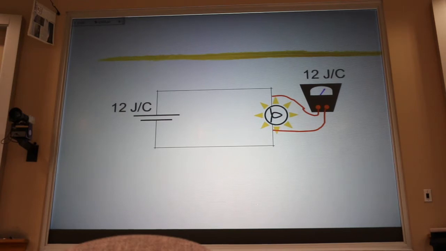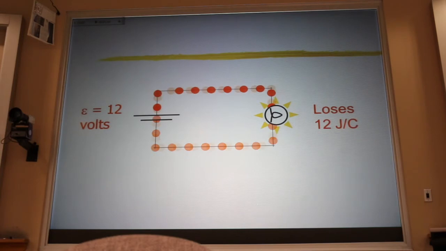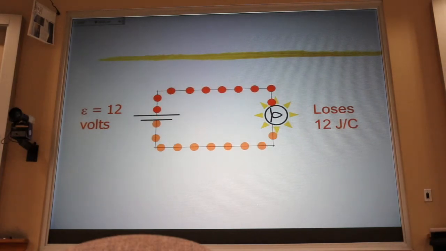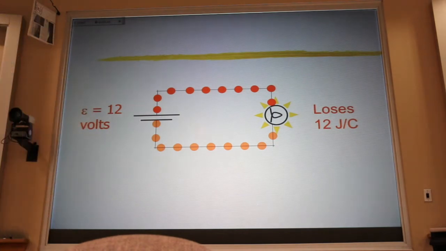Now the cartoon that we carry around in our head are these coulombs going around like dump trucks, picking up energy in the battery and dumping them in the bulb. Now it doesn't actually get lost in the bulb, it gets transferred, transformed, if you will, into thermal energy. And then that thermal energy causes the filament to glow, causing it to be transformed into light energy.